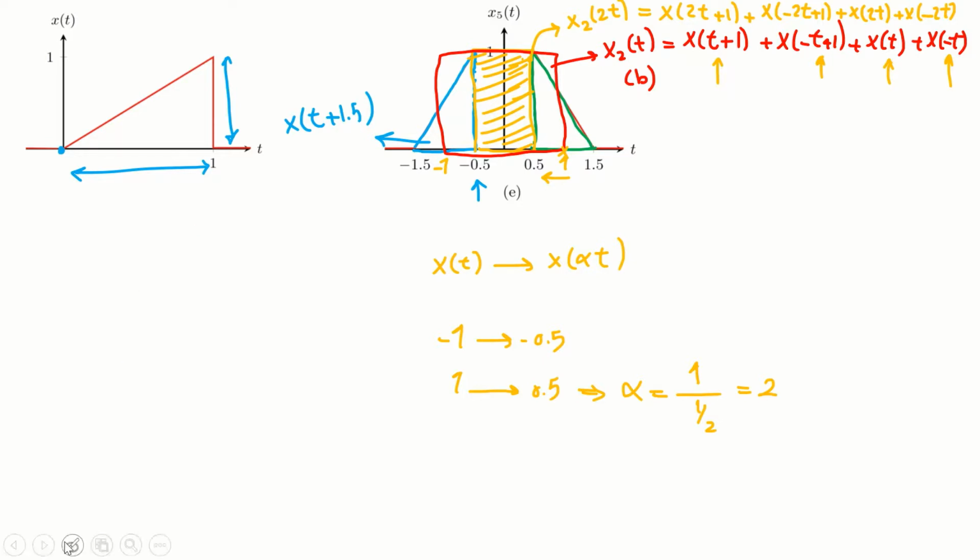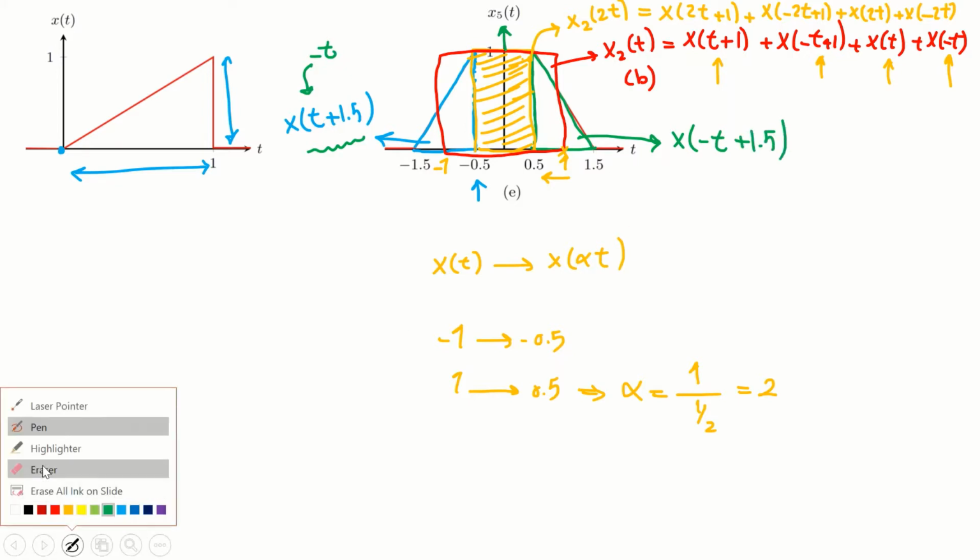And the green part on the right, this one, is just the time inverted version of this signal. If I flip this signal across this vertical axis, then we would have the green part. So if I want to invert a signal, it's enough to replace t by -t, giving -t plus 1.5. Okay, so we got all the parts we need.